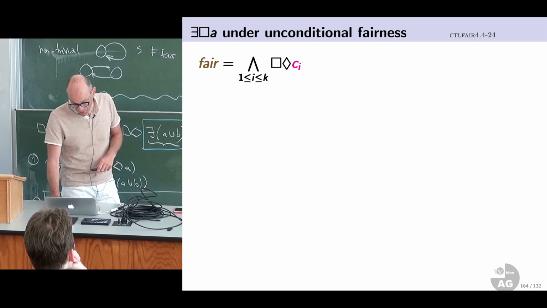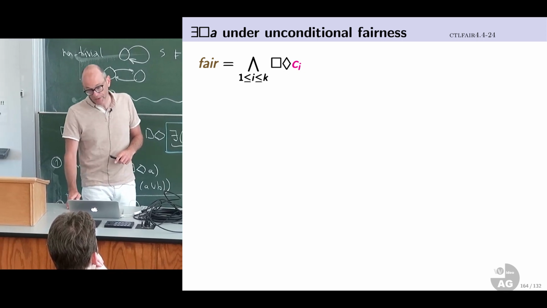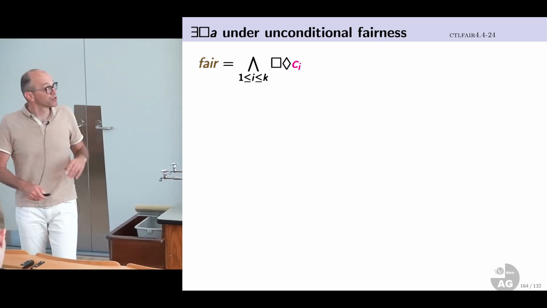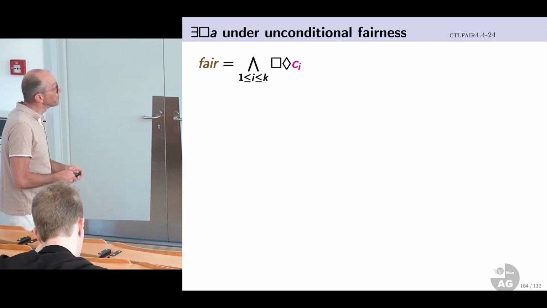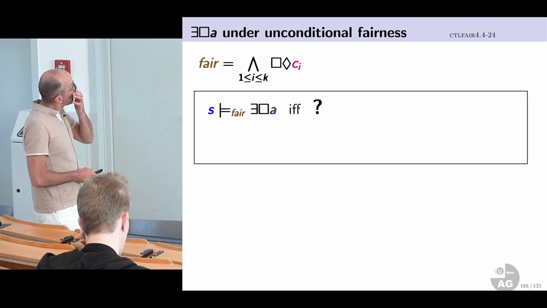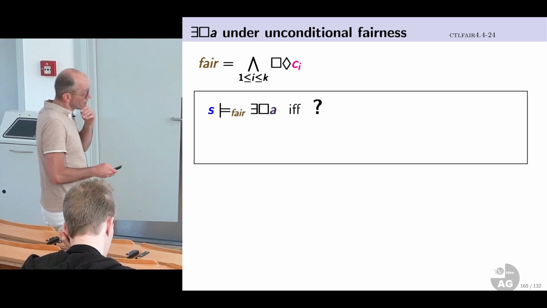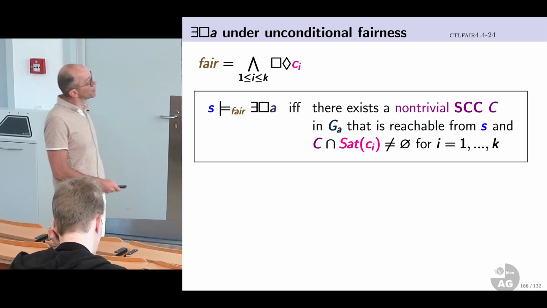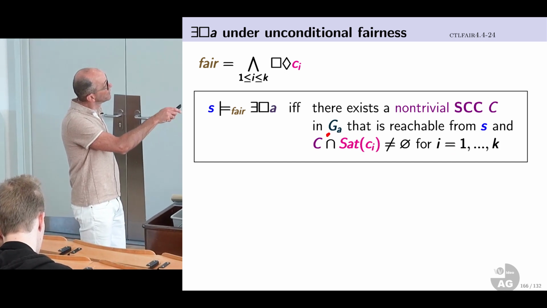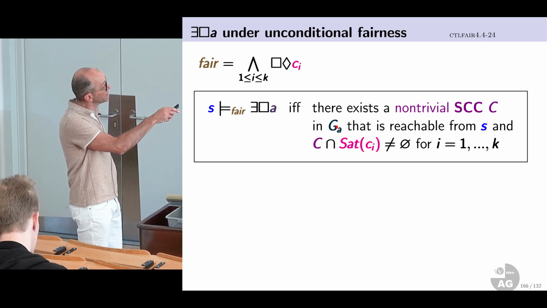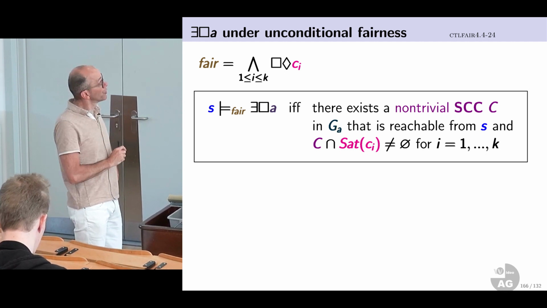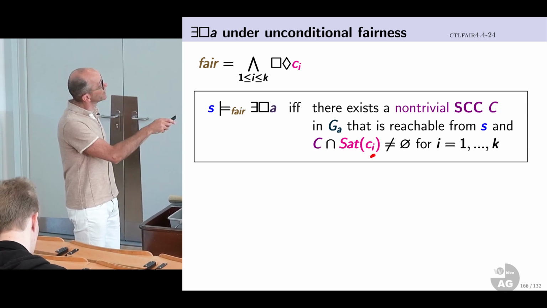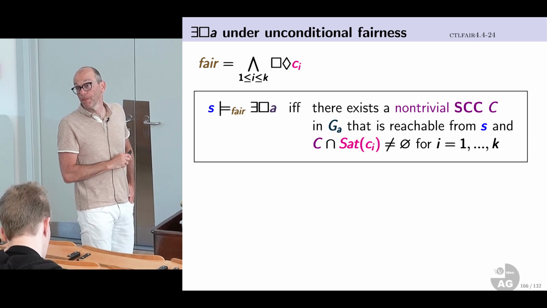So existential box under unconditional fairness. Assume that the fairness assumption says infinitely often Ci, and I have a bunch of those conditions, so k of them. Then a state satisfies existential box A fair if and only if there exists a non-trivial strongly connected component in the subgraph GA, so I carved out all the non-A states, which is reachable, and that has at least one Ci state.